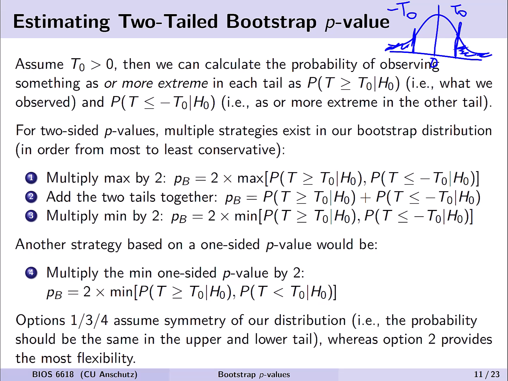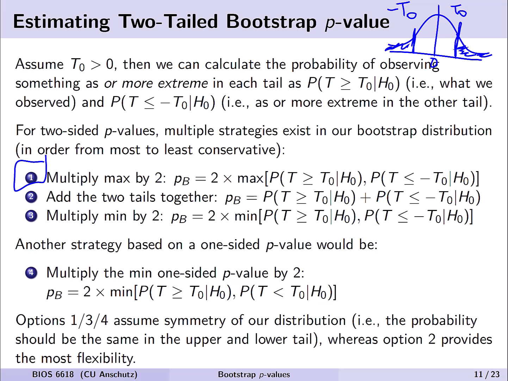With both of these quantities, we actually have 4 different strategies that have been proposed by different researchers and sources. I've ordered these from what I consider most to least conservative, as well as a strategy based on a one-sided p-value. The first example is the most conservative: we take the upper and lower tail, and whichever probability is larger, we double that one. Essentially for a two-tailed test, we're taking the larger value and conservatively assuming the worst case scenario.